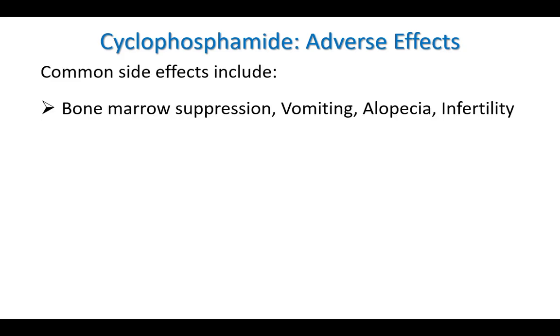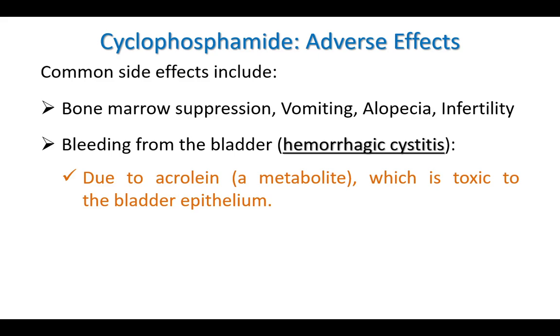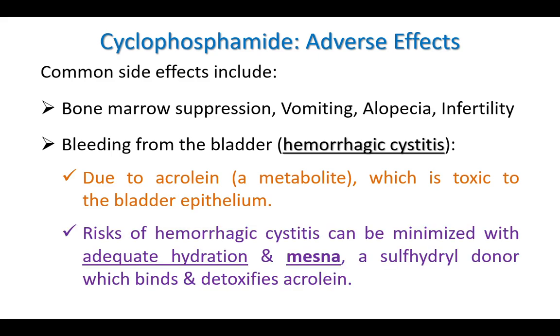Adverse effects, again bone marrow suppression, vomiting, alopecia, infertility, and then hemorrhagic cystitis. Why does that happen? Any idea? Yeah, so you have the metabolite acrolein, which is toxic to bladder epithelium, and if you use adequate hydration and mesna, it can prevent this adverse effect, because the mesna detoxifies acrolein. Okay.